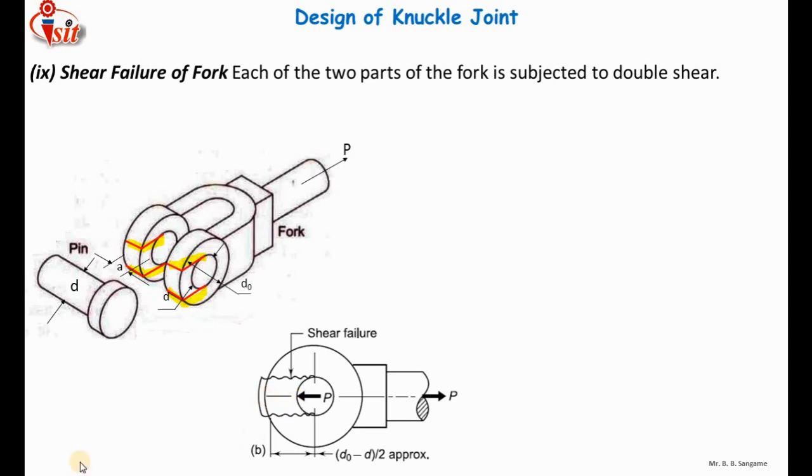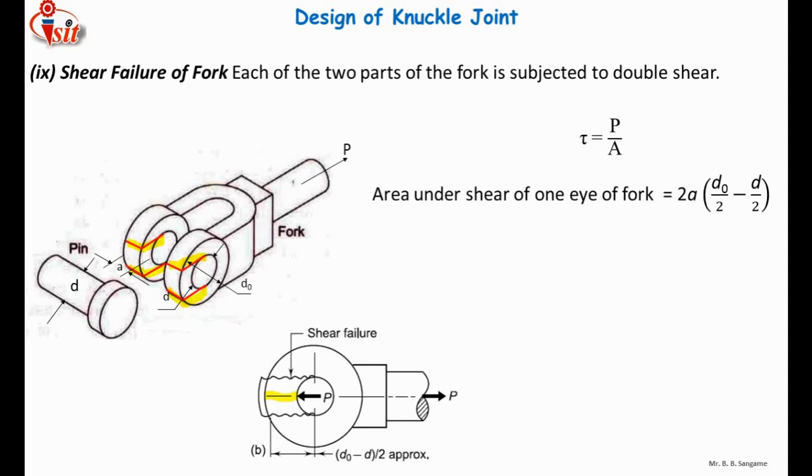So I have calculated this approximate area from this point to this point. This is the outer diameter, that is do, and we need to calculate the radius, do by 2 minus d by 2. So tau equals P by A is the induced shear stress. The area under shear for one eye is 2a into (do by 2 minus d by 2), so the total area will be A equals 2a into (do minus d).